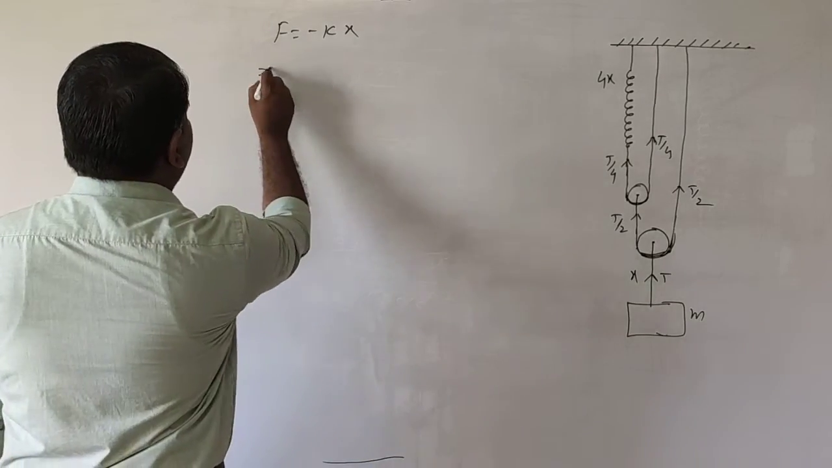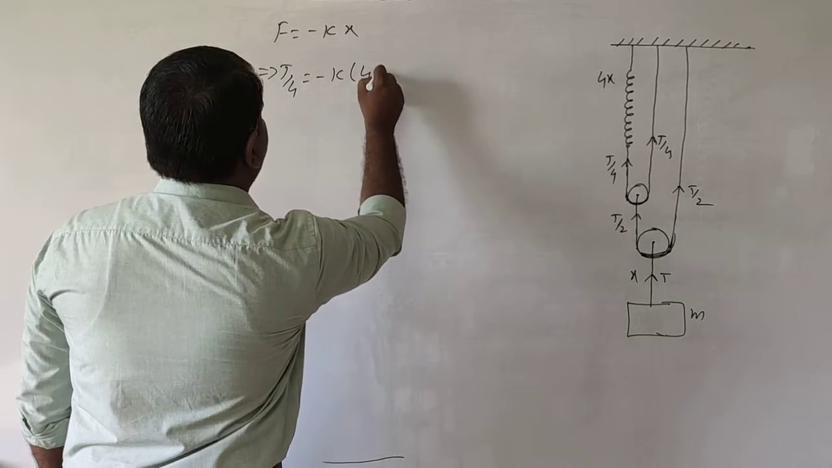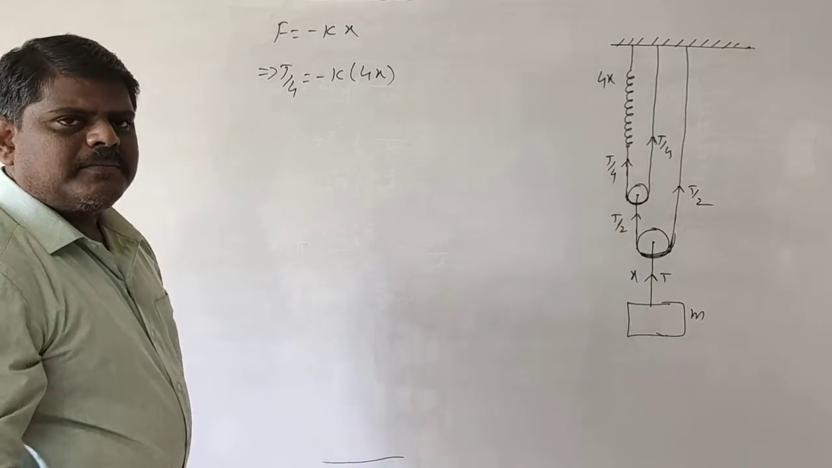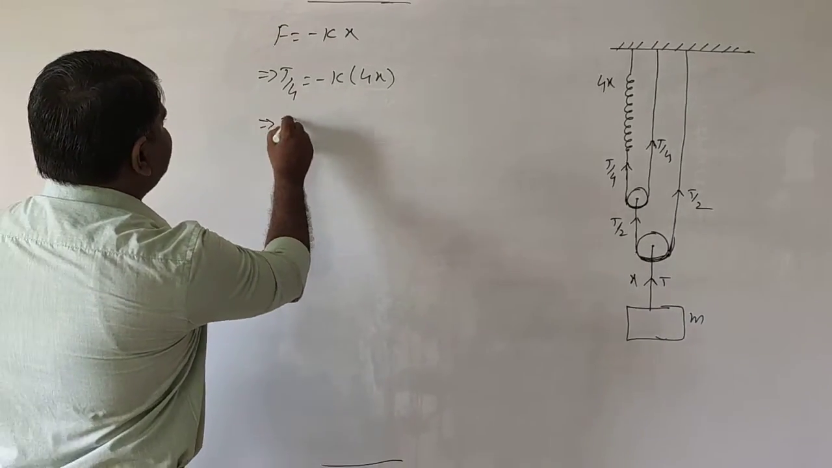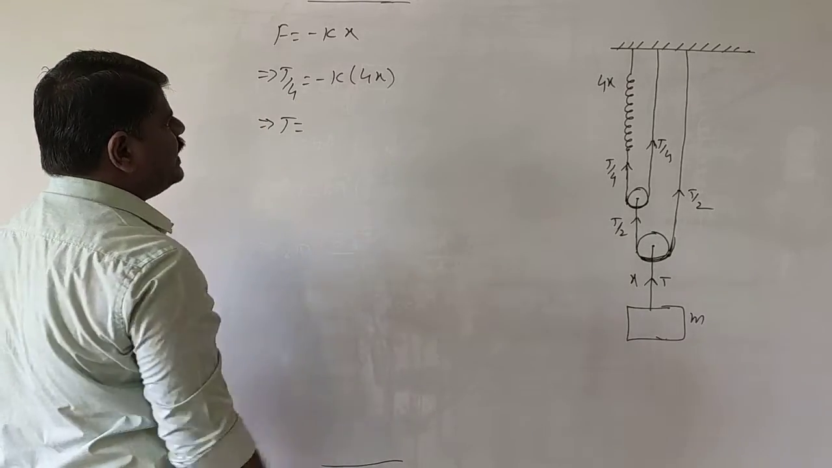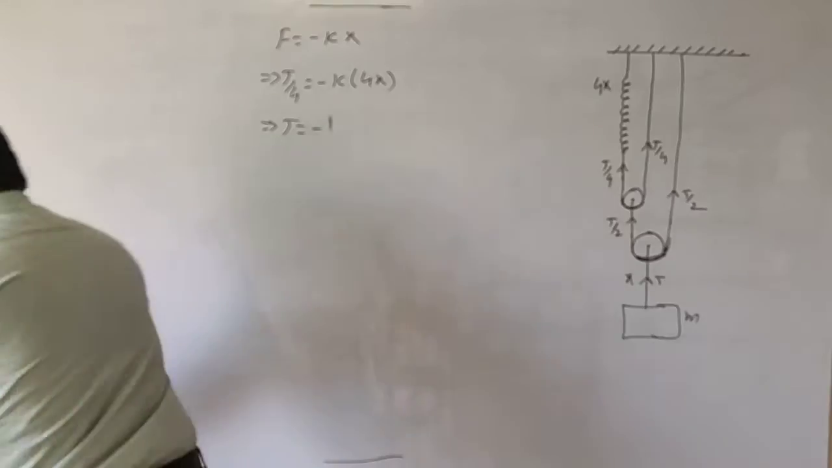So that implies what can you write? T by 4 is equal to minus K into 4x. Okay, go and find out T is equal to. Okay, so that implies T is equal to 4 is going to multiply at this place. Okay, it will become minus. You can write this part like this.